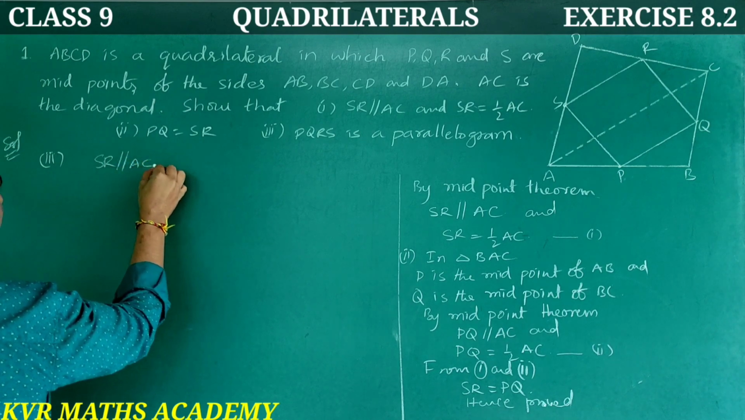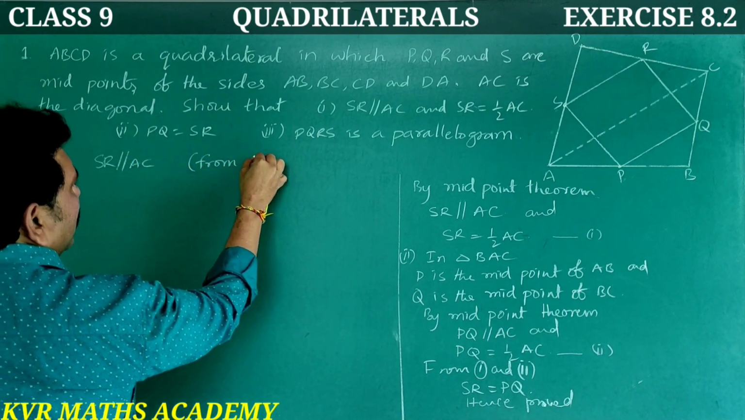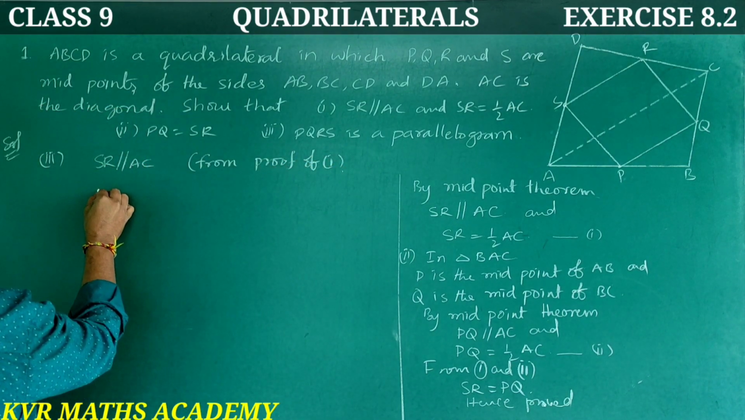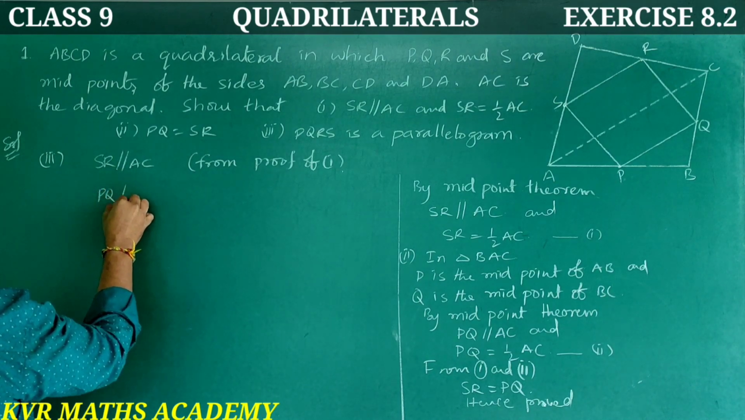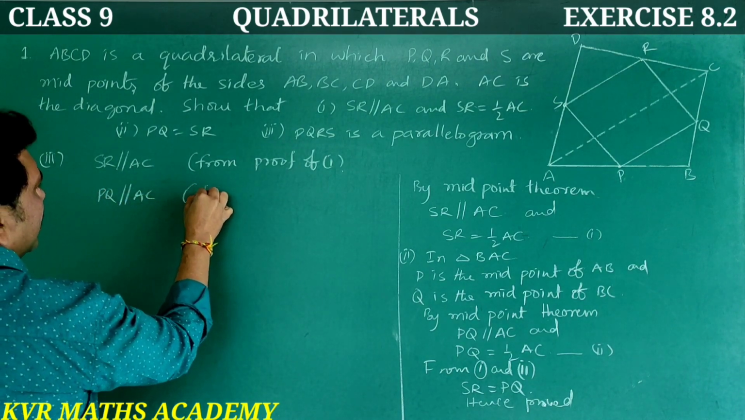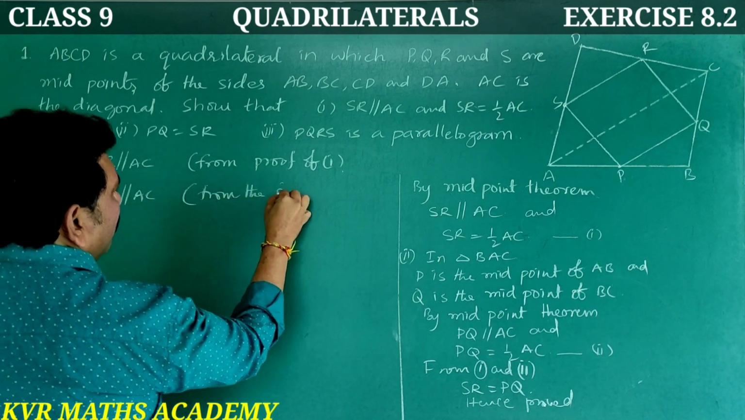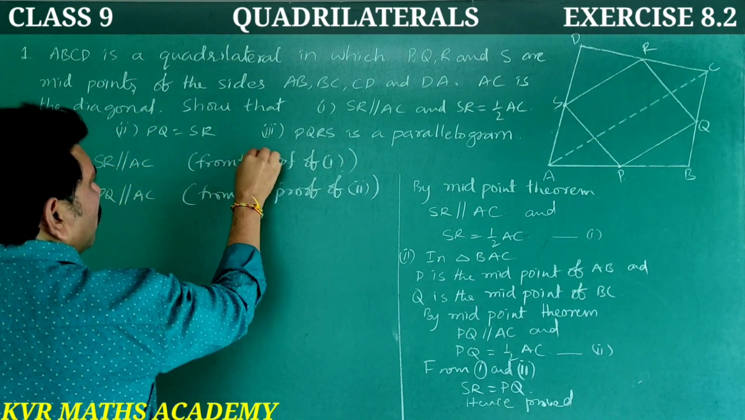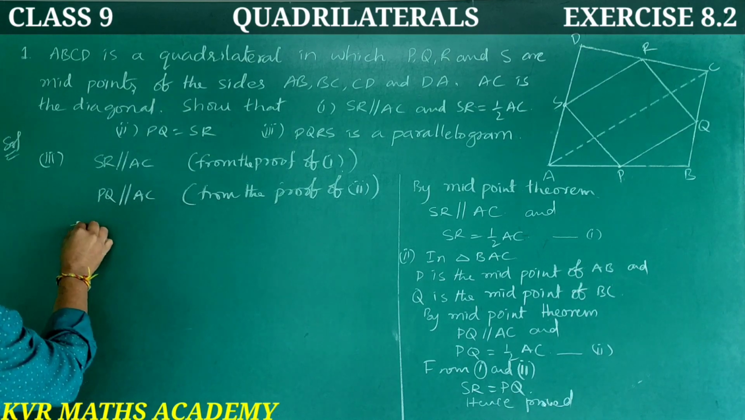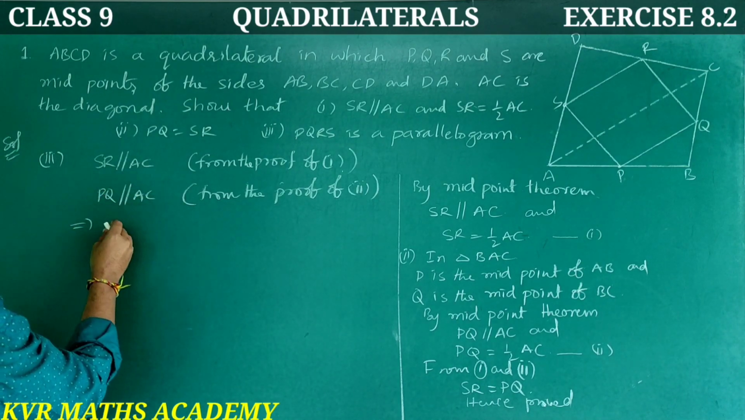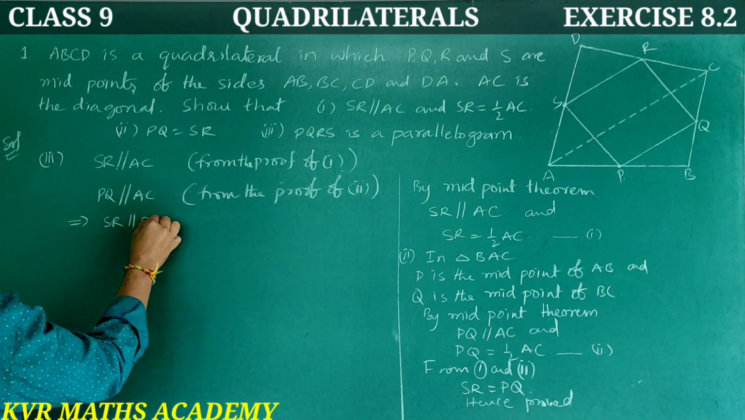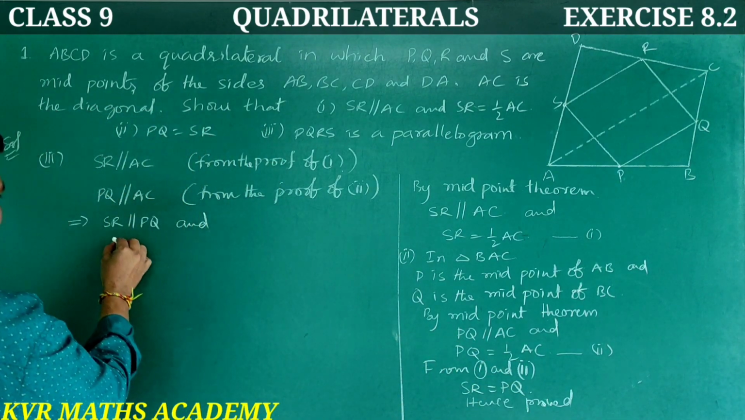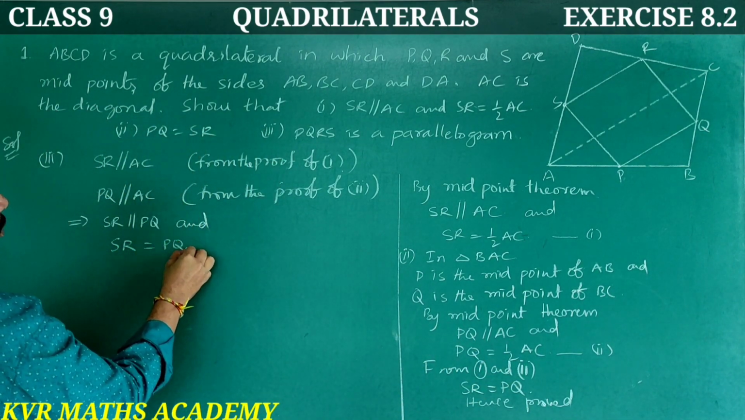SR is parallel to AC, from the proof of 1. Next, what else did we prove? PQ is parallel to AC, from the proof of 2. So that implies SR is parallel to PQ. And we have proved that SR is also equal to PQ, right?